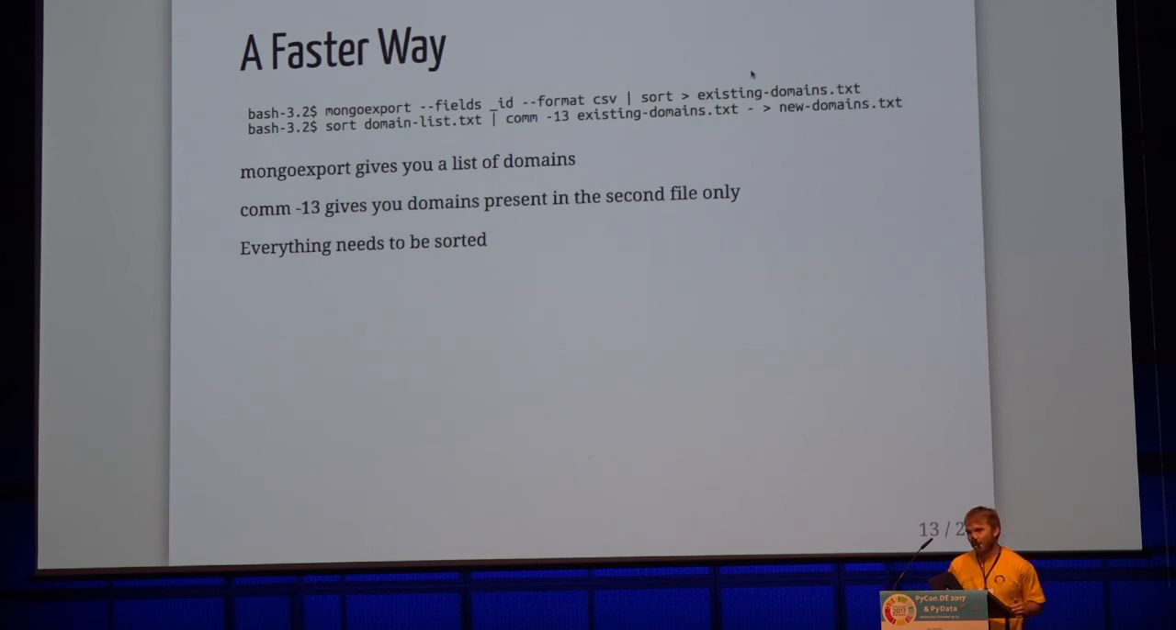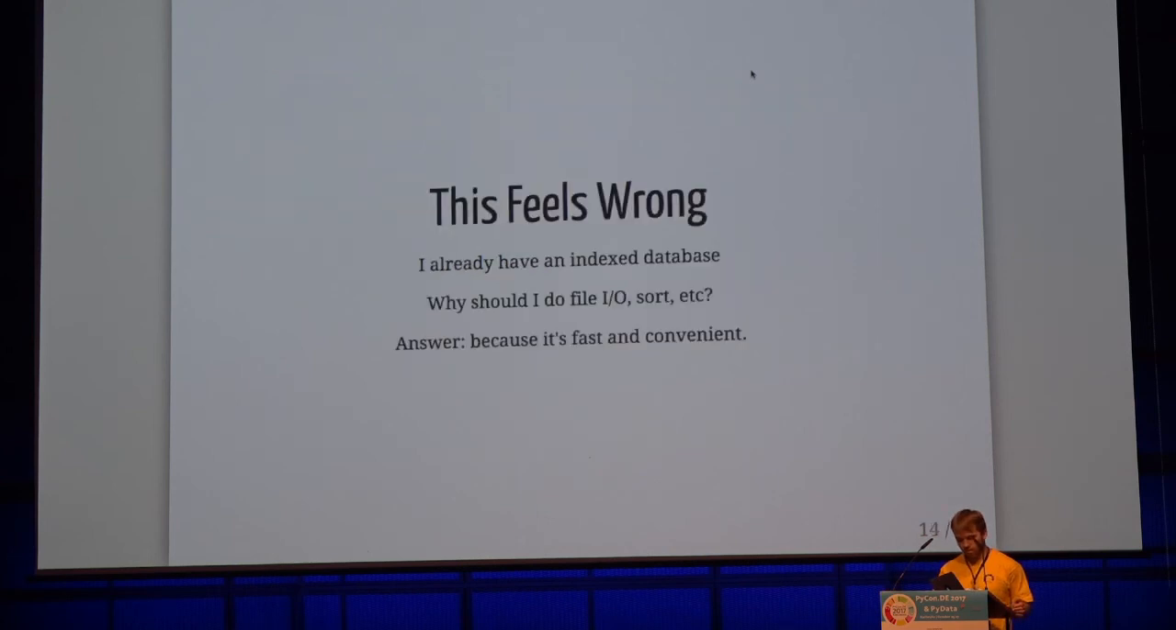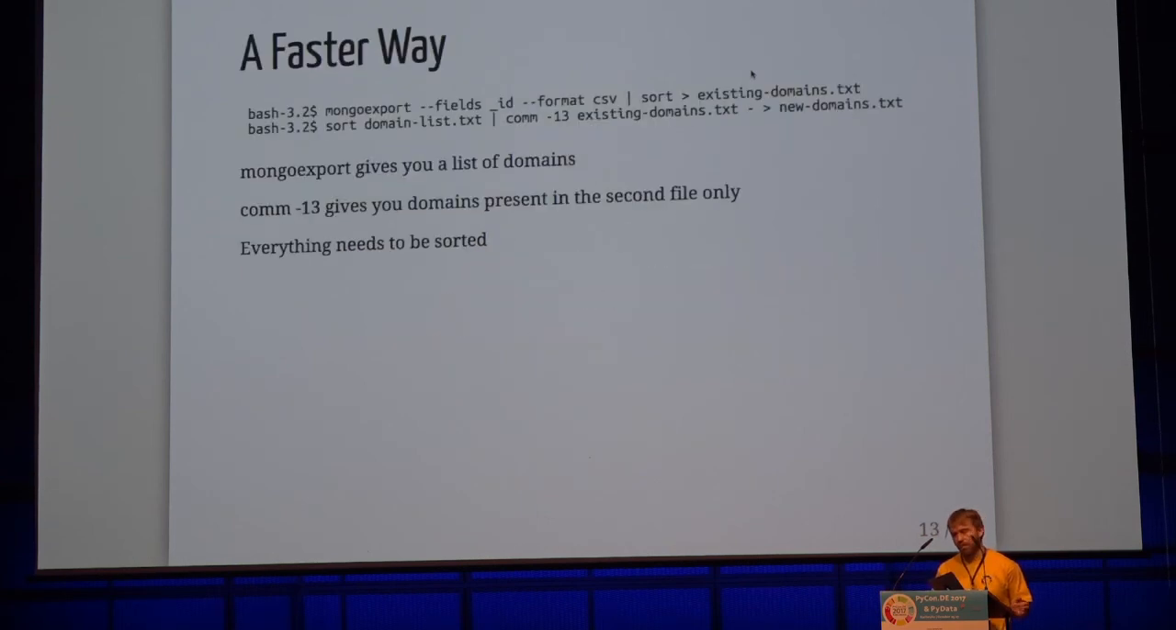So a painfully faster way to do this is just to use something like Mongo export and then some Linux command line tools like comm. So Mongo export gives you the stuff in a database. Comm, in this example, gives you things that are not part of the second file, and that solves your problem in a much shorter time. But the downside is everything needs to be sorted, and it's kind of ugly.